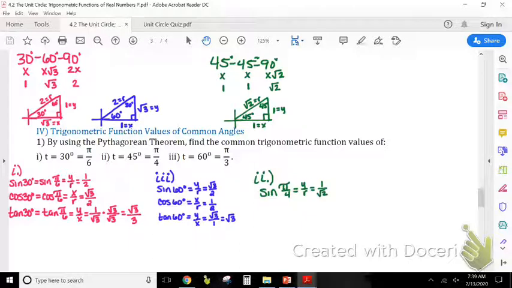Uh-oh, how do we get the radical off the bottom? Multiply top and bottom by the radical. And so on top, 1 times square root of 2 is square root of 2 over square root of 4, which is just 2 on bottom.